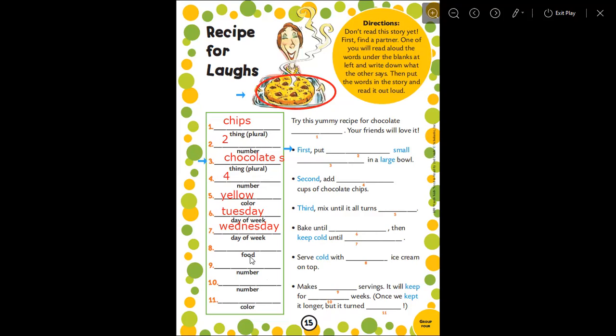Cream. Melon. Okay. Oh, you're right, ice cream is already here. It's okay. Yeah, it's okay. Number nine.